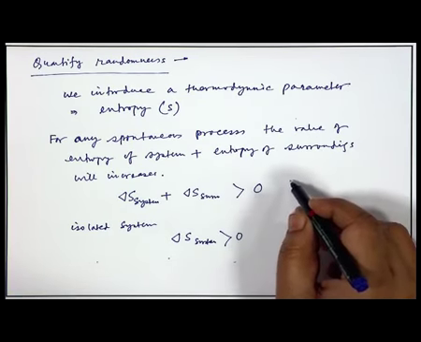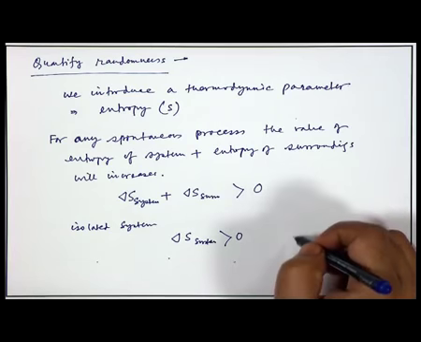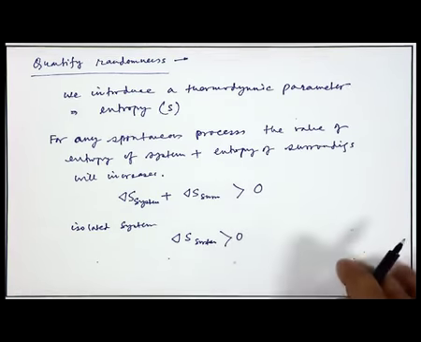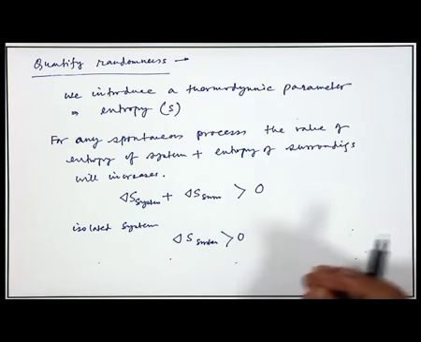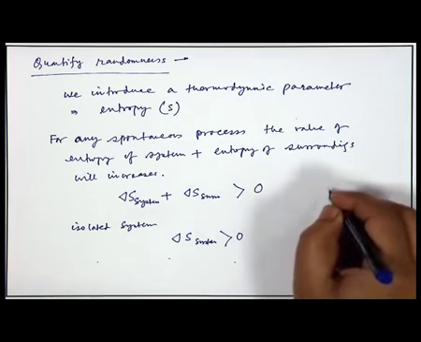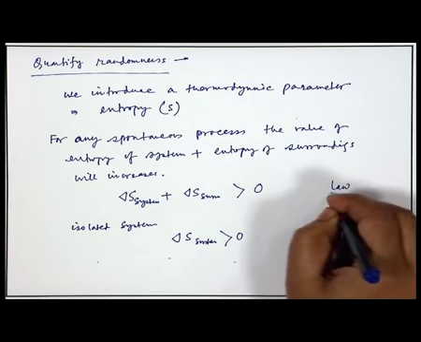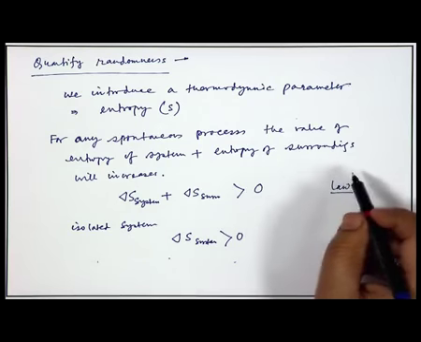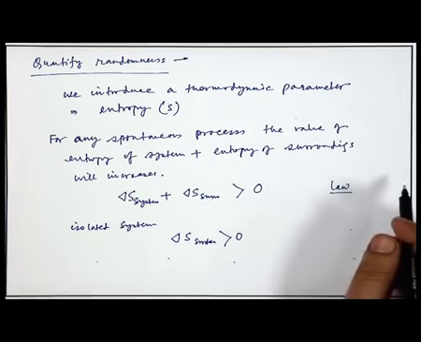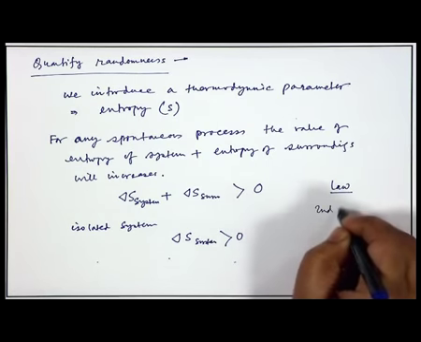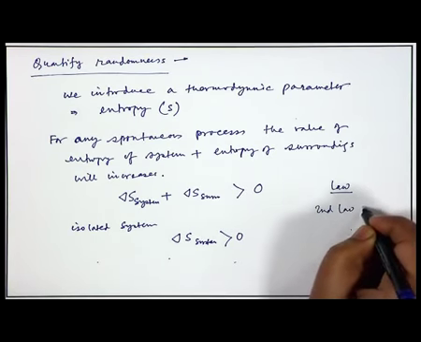When we summarize experimental observations or natural phenomena in terms of an equation or a statement, we call that a law. A law is nothing but a summary of experimentally or naturally observed phenomena, and we call this the second law of thermodynamics.